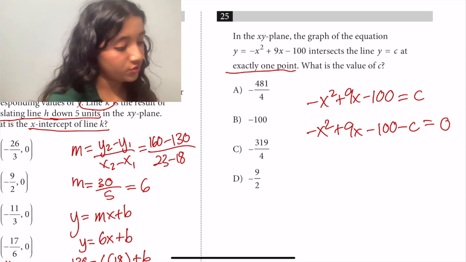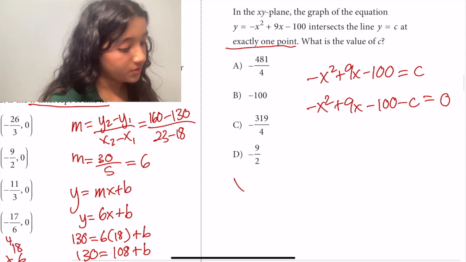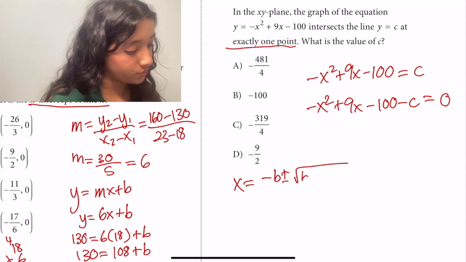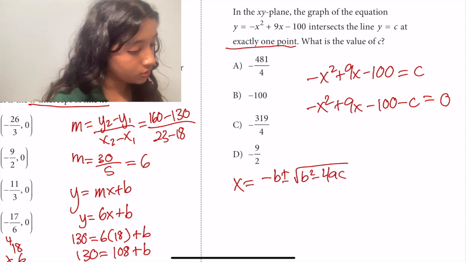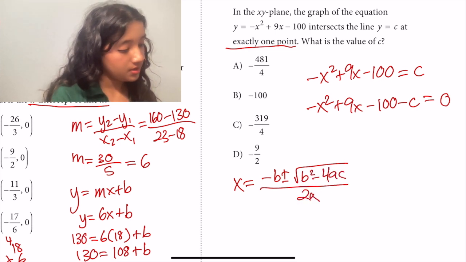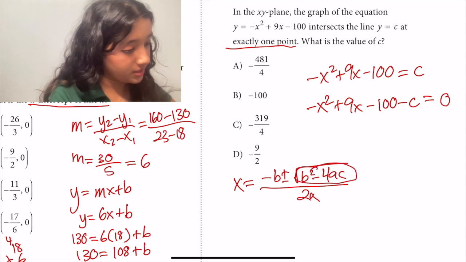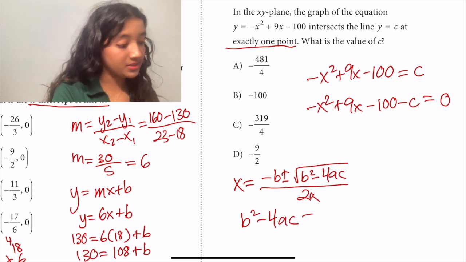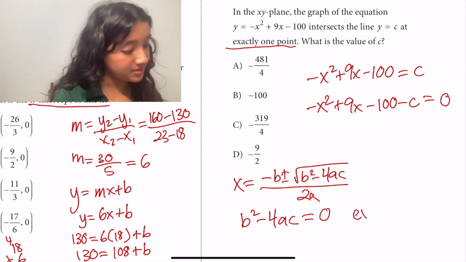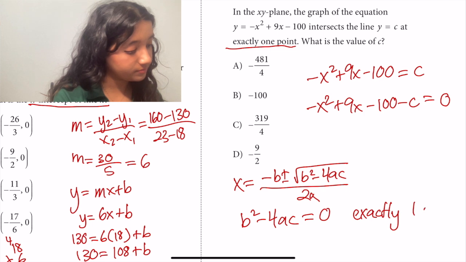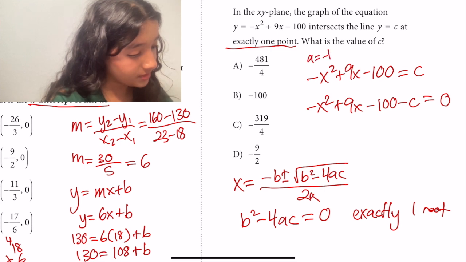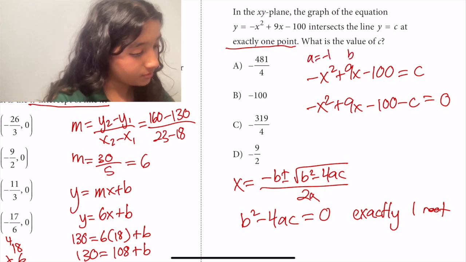And in that case, if you know that the quadratic formula is x equals negative b plus or minus the square root of b squared minus 4ac over 2a, we know that this value right here, the b squared minus 4ac, equals 0 when we have exactly one root. So in this case, we have that a equals negative 1 because that's the coefficient right here, b equals 9.